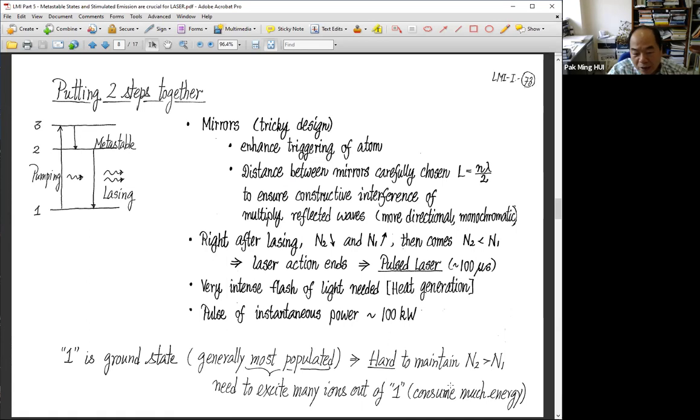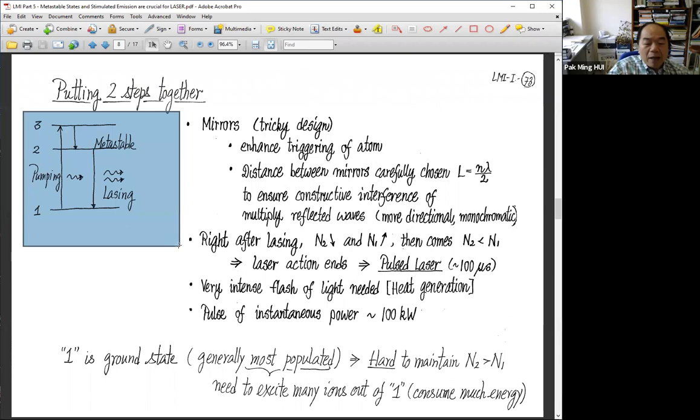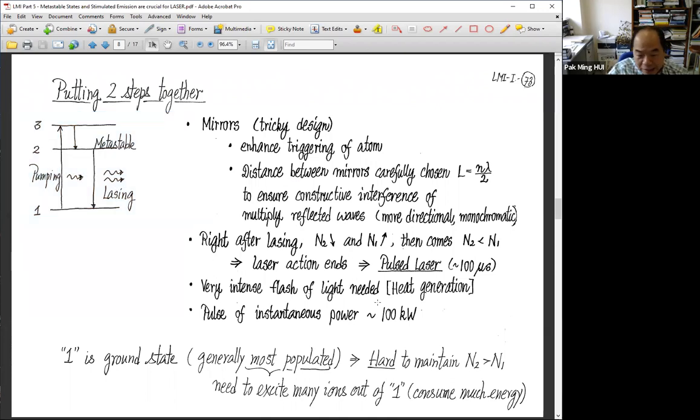So if we put everything together, that is the whole figure, okay? And the instantaneous output is pretty big. So it is a nice laser. Nonetheless, there's one drawback. A drawback is that it only gives you a pulse, because once N2 becomes bigger than N1, lasing stops, and then you have to pump it again.